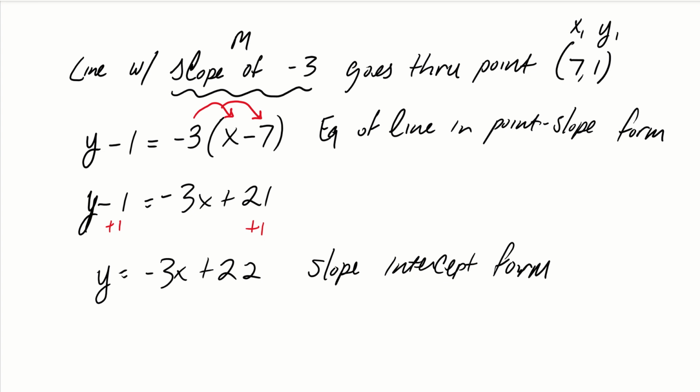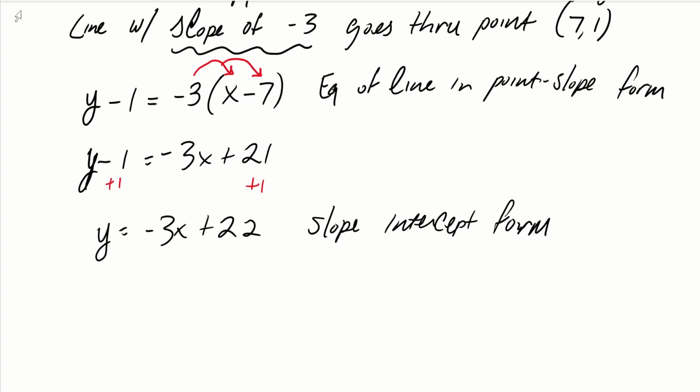The reason you might want to do this is, number one, you might be asked to. And number two, this makes things easier to graph. So I know that my y-intercept now is at 0, 22, and I know that my slope is -3.